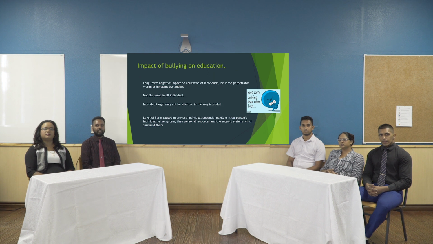And finally, there is the impact of bullying on education. We know that bullying has long-term and long-lasting negative impacts. The impacts are not the same in all individuals. The intended target of the bullying may not be actually the one who's affected, and it may not be that they'll be affected in the way that was intended. And the level of harm which is caused to a person is not the same in all persons. It depends on the person's value system, their personal resources which are available to them, and the support systems which surround them. Of course, every different person has a different set of these components. They have different values, they have different support systems, etc.